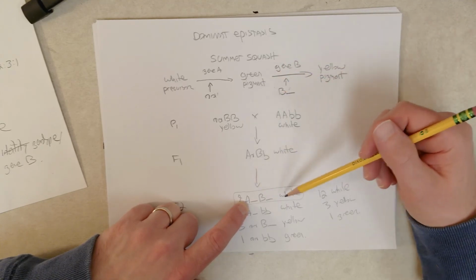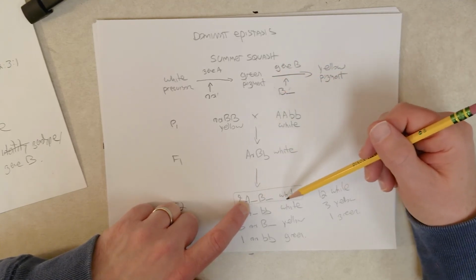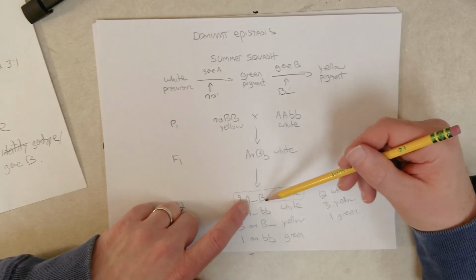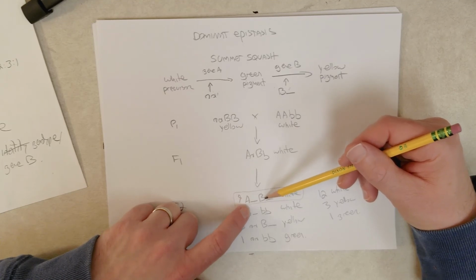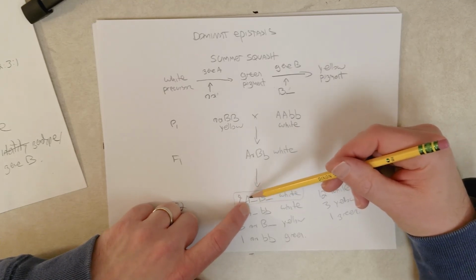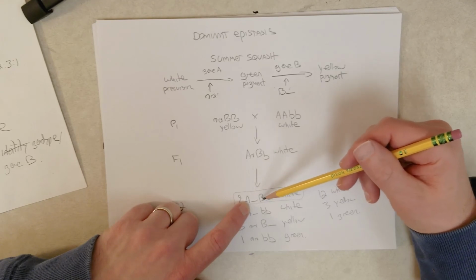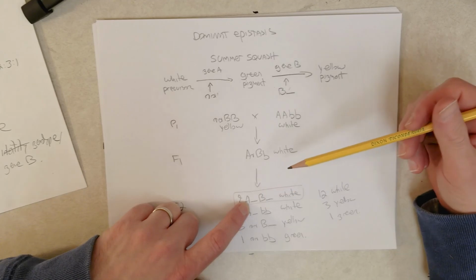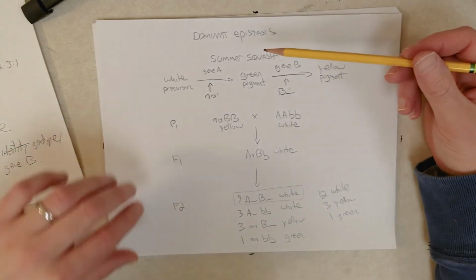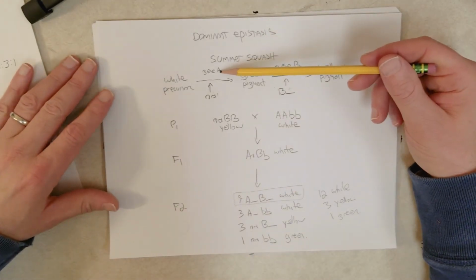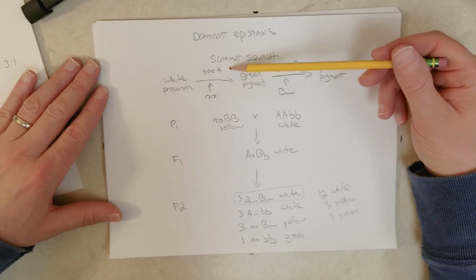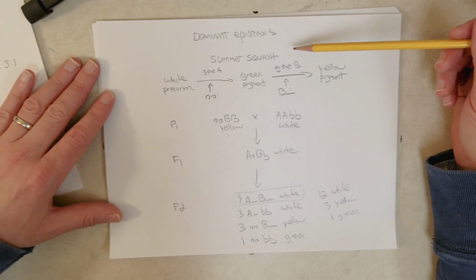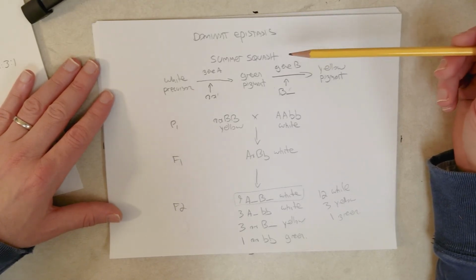We couldn't tell just by looking at the white color of the squash what is here, whether it has a big B or a little b or not, because the presence of at least one A prevents us from knowing for sure whether a squash has a big B allele over here. So dominant epistasis occurs when a dominant allele at one gene masks the identity and function of another gene, or an allele for another gene.